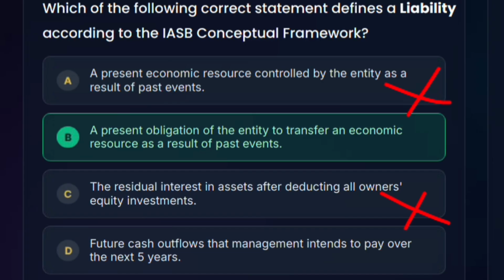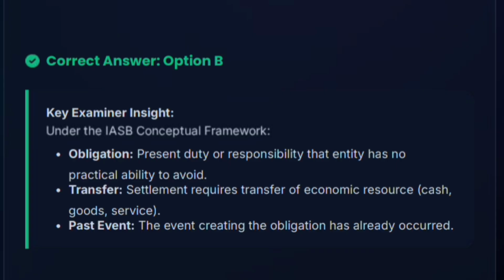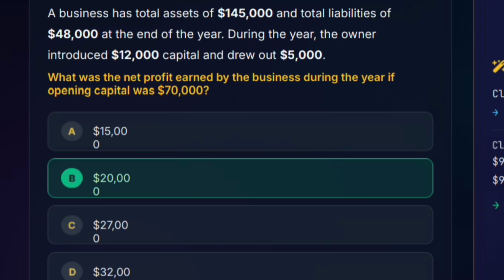This will also go in the same section, that is cross. The correct answer will be B. Lock down these three golden examiner keywords: present obligation, transfer of economic resource, and past event. If something happened in the past and you have an unavoidable duty to transfer economic value today, that is a liability. Mark secured.